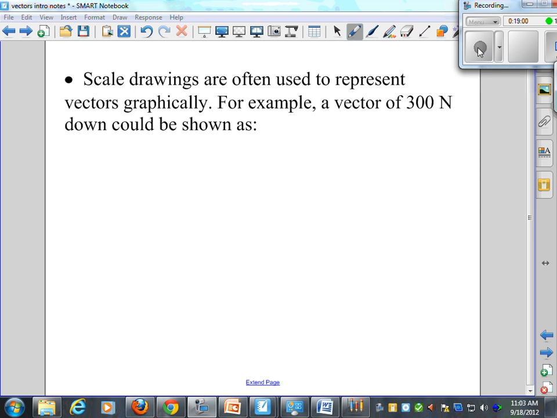Now, how many people like drawing scale drawings in maybe grade 7 or 8 math? Maybe even grade 9 math, I don't know. Well, vectors are drawn by scale drawing. So scale drawings are often used to represent vectors. For example, a vector of 300 newtons down could be shown as follows. There are 3 parts to the scale drawing. The first one, which is the part that everyone screws up, is the most important in my mind.